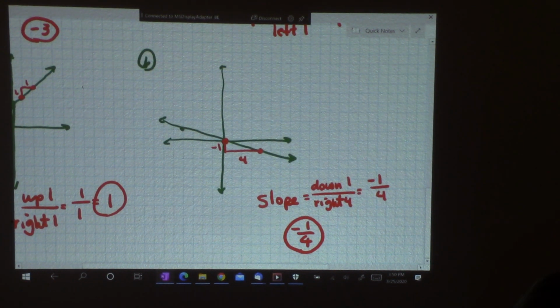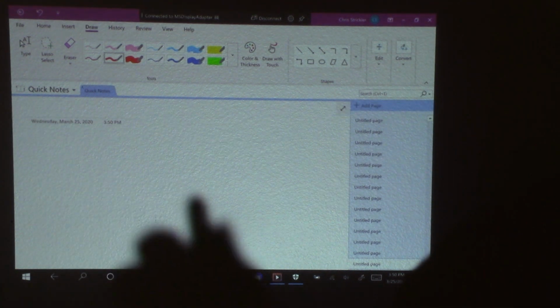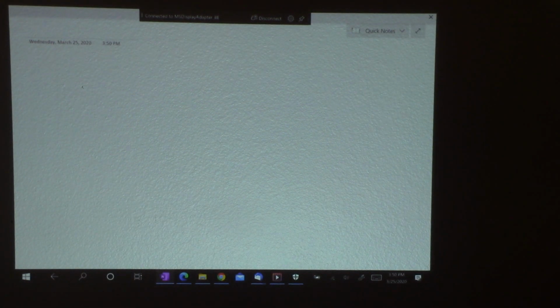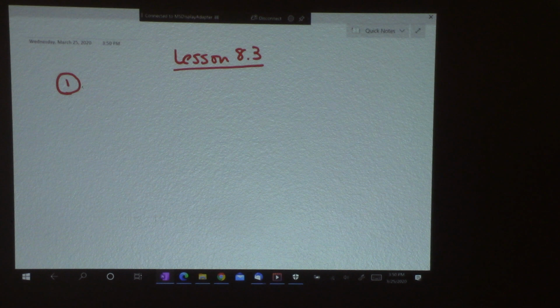Okay, so that's how I find the slopes on those problems. And I'm going to do a few more. So I'm going to do another example. So you can go ahead and take out a piece of regular paper. And we're going to do these on regular paper. So this is lesson 8.3 and we're continuing.